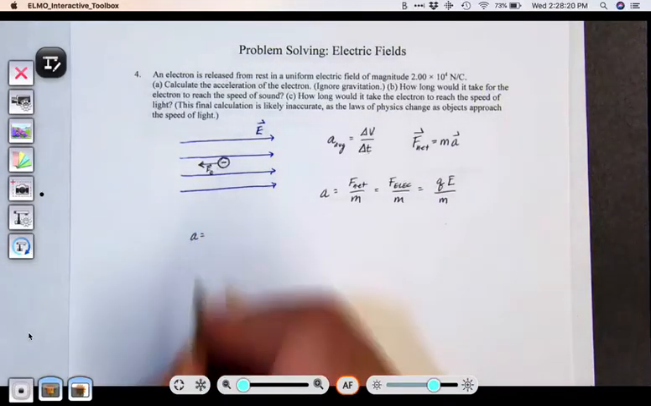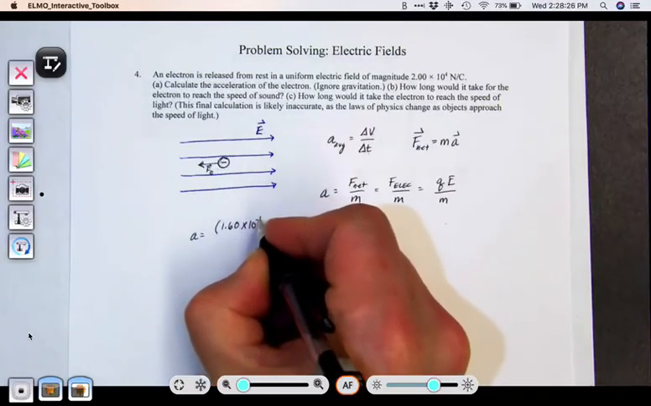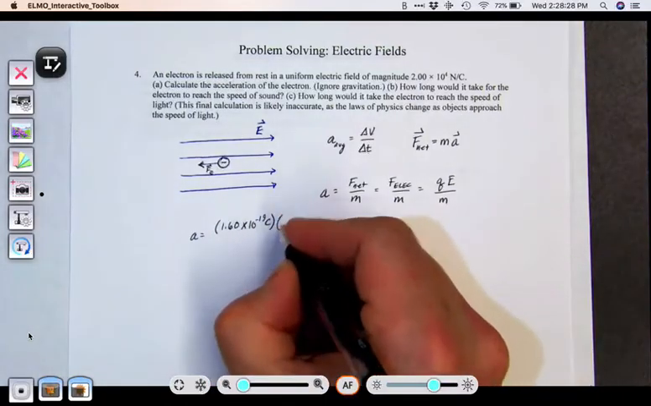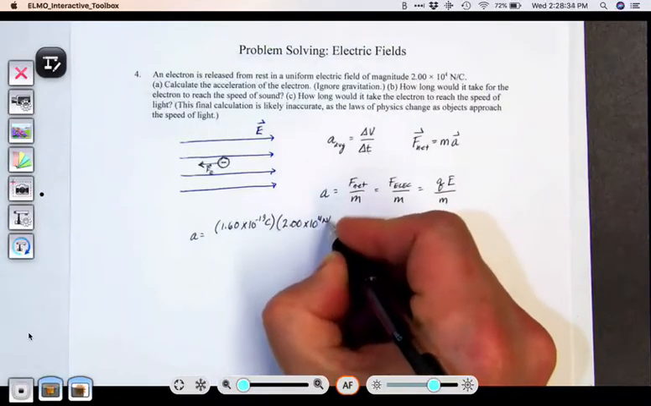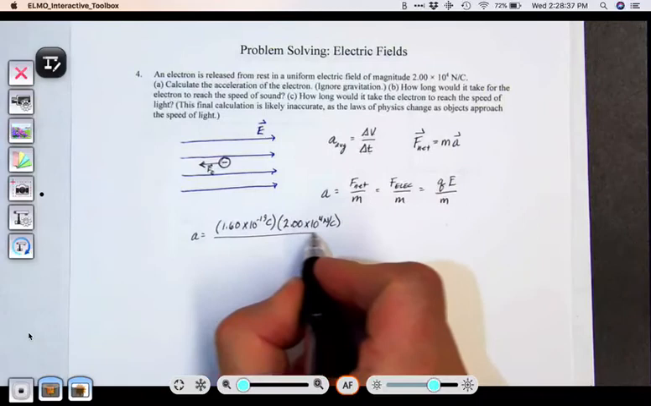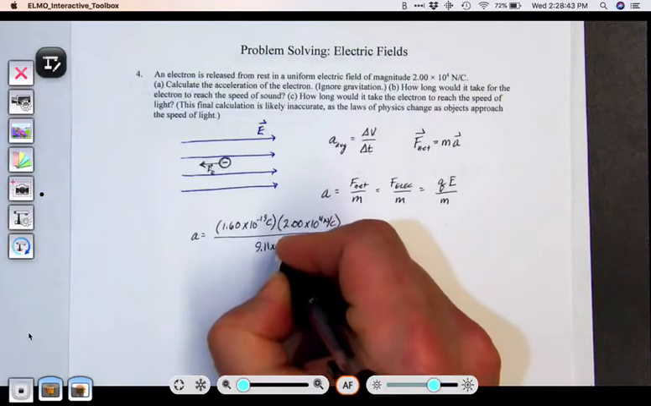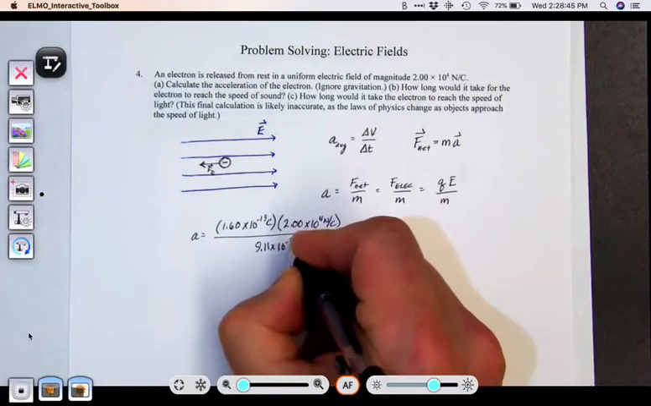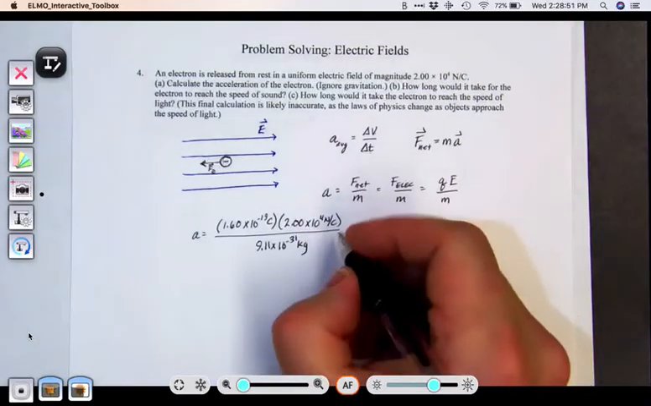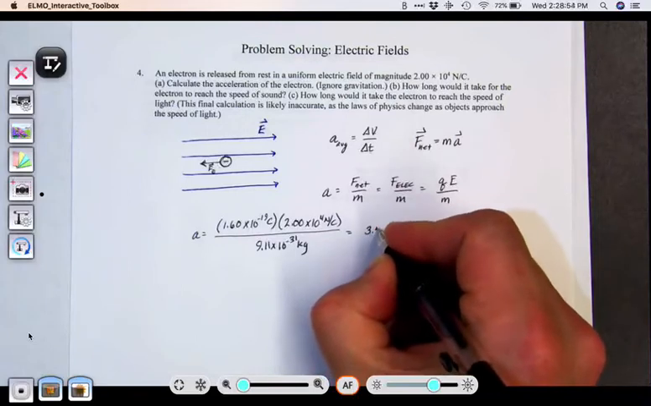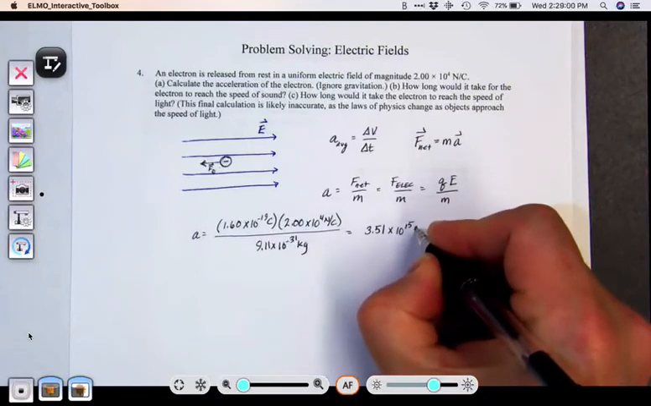So let's plug stuff in. The charge of an electron is 1.6 times 10 to the negative 19 coulombs. The electric field, the problem tells us, is 2 times 10 to the 4th newtons per coulomb. And the mass, you can look this up, but the mass of an electron is believed to be close to 9.11 times 10 to the minus 31 kilograms. If you punch all of those numbers out, you get an acceleration that is 3.51 times 10 to the 15th meters per second squared.